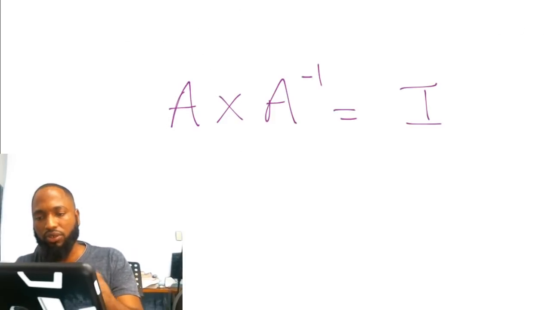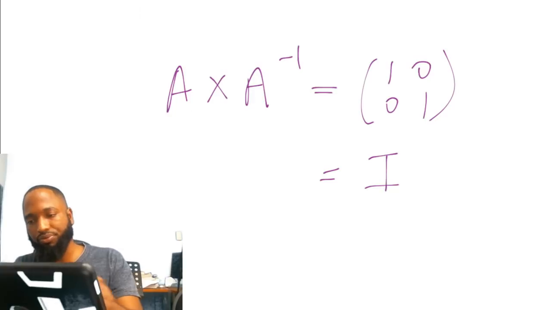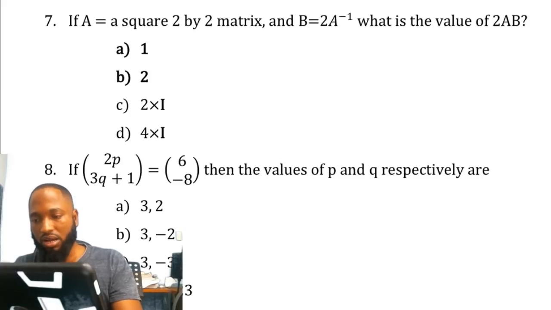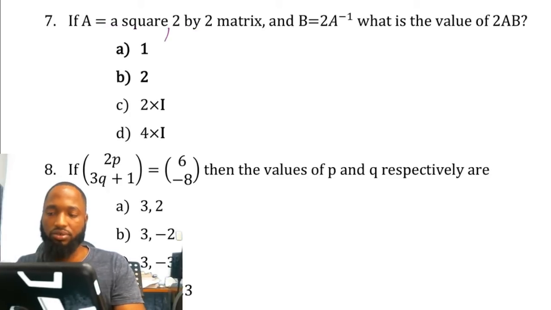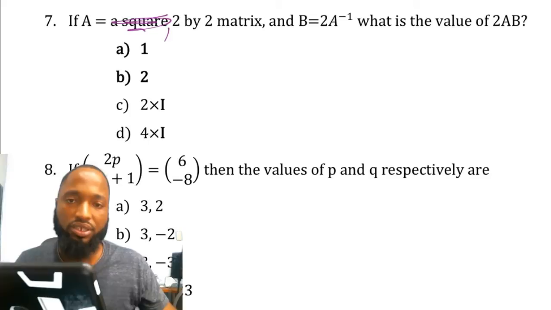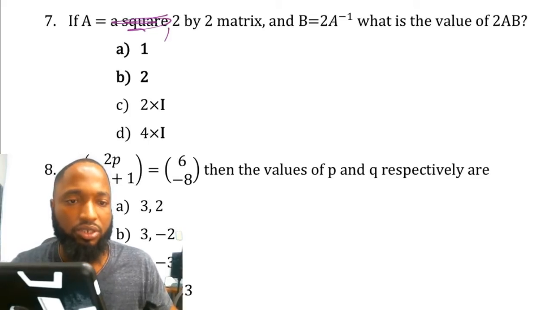Somebody say something about the first one having that too. Yes, I include the 2. If A is equal to A square by A square, 2 by 2 matrix, this is redundant. I'm going to take all the words A square out. I'll just say for A 2 by 2 matrix.